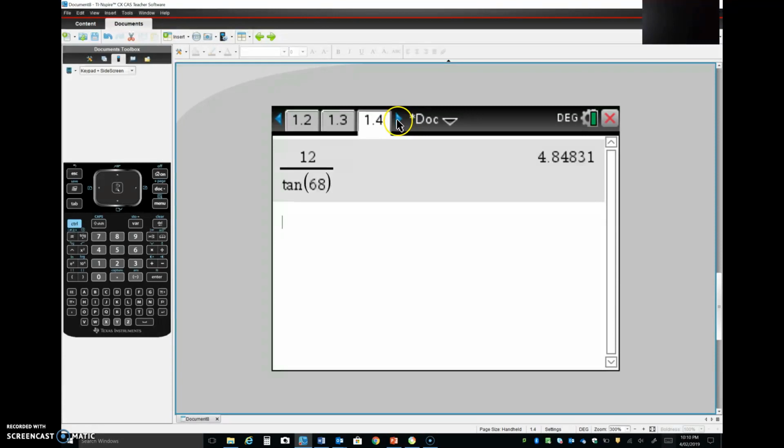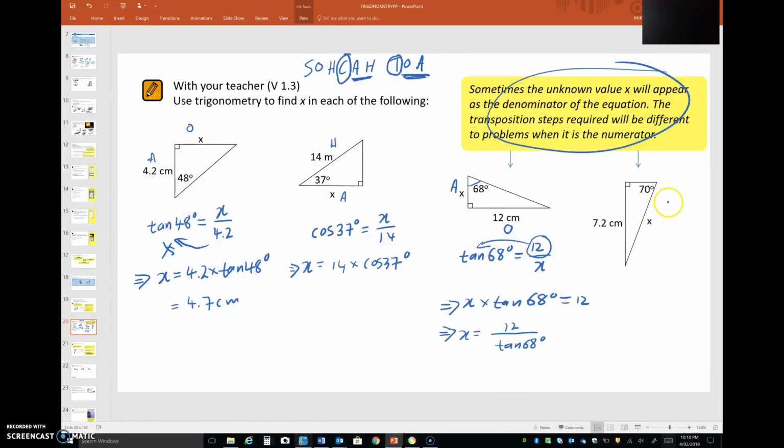Okay, so you might want to pause now and see if you can do this last one, and then I'll have a go at it. Okay, so this one, we've got the opposite side and the hypotenuse. So finally, O and H are the ones that are involved, and so we're going to use sine. Now, we end up with sine of 70 equals 7.2 on x. So the number's on top.